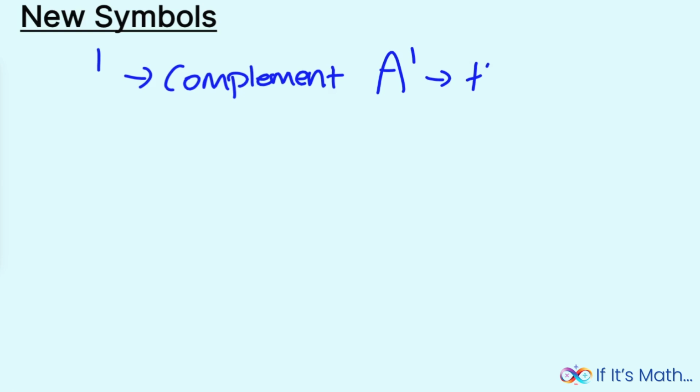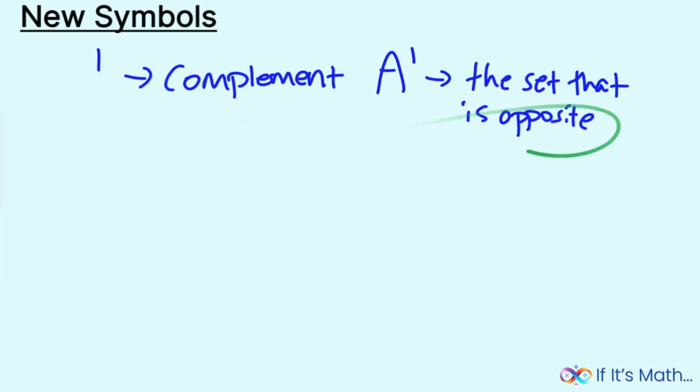One just looks like a little dash, but this is complement. And the way to think about complement is that if you're talking about the complement of a set, so let's say A prime, so the complement of A, what that is is the set that is opposite. So that's the key element of complement. Complement really tells you opposite. So that's the key part of it.